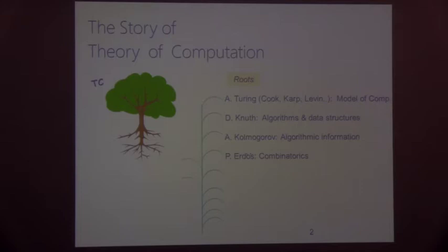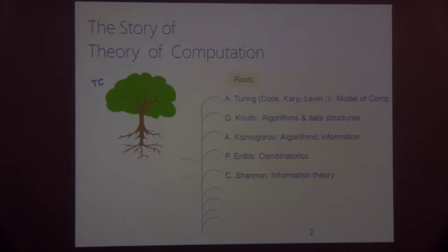And now, around the same time as Knuth introduced algorithms and data structures, there's a very strong influence from Paul Erdős and the school of combinatorics in Hungary. And even more than Kolmogorov, I think we can find many important computer scientists coming from the Erdős tradition that work in the United States today.